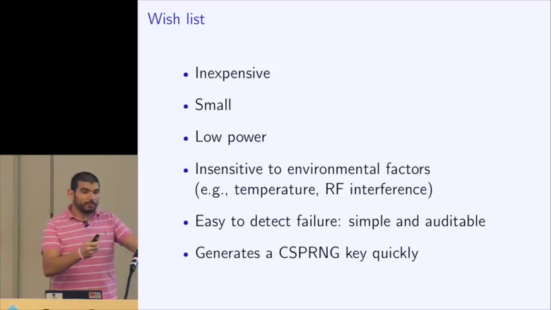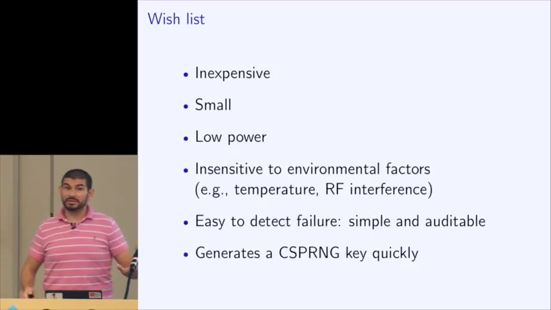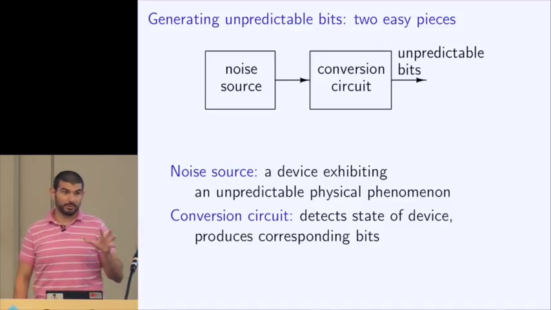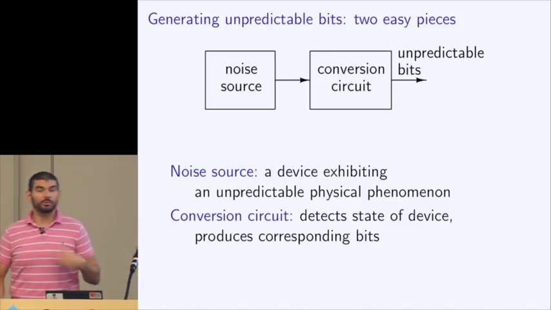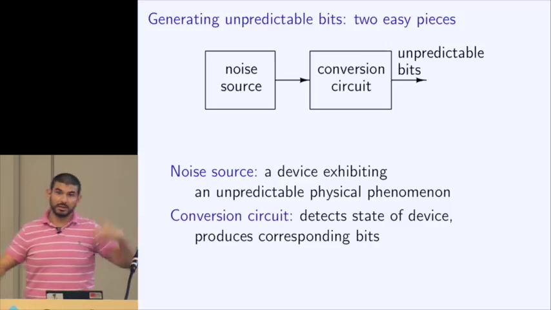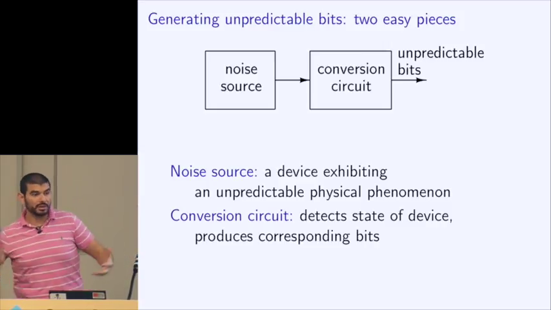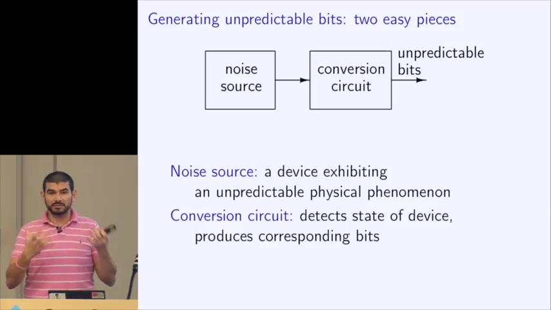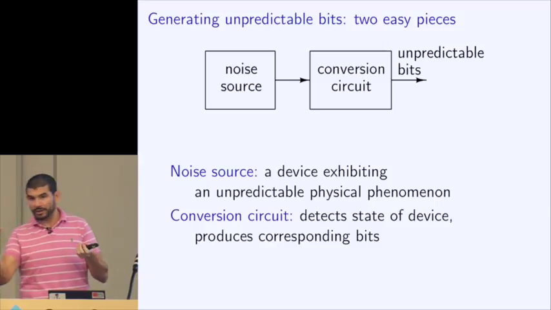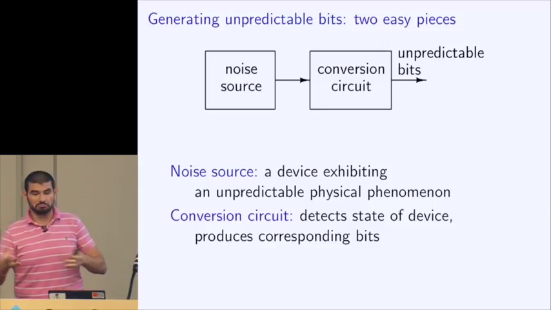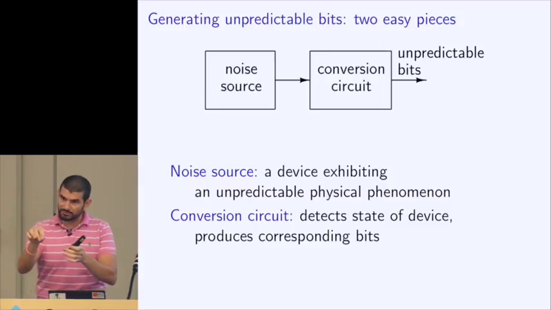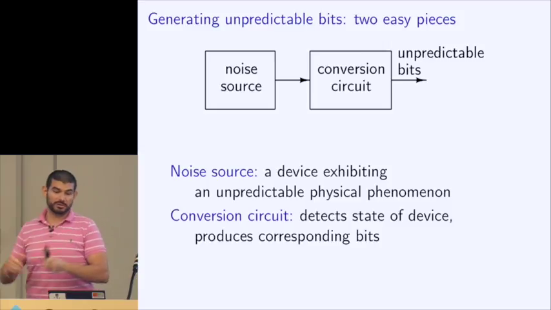Okay, so look, here are our requirements. Let's get started. We're gonna design this circuit right here. All right, so where do we go? How do we generate random bits? Well, there are kind of two pieces to this. One piece is a noise source, the other is a conversion circuit. So the noise source is just some physical device that has a phenomenon going on inside of it that's unpredictable. We'll talk about some specific examples. And a conversion circuit just observes that phenomenon and then puts out a bit as a result.